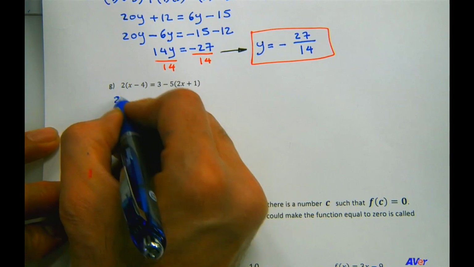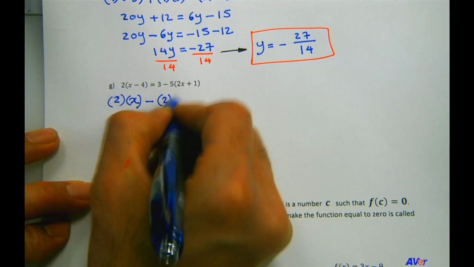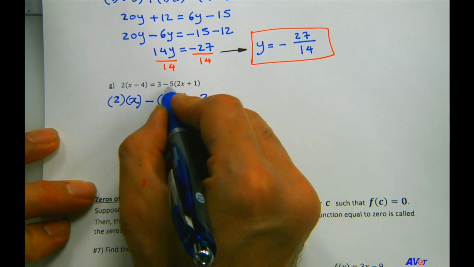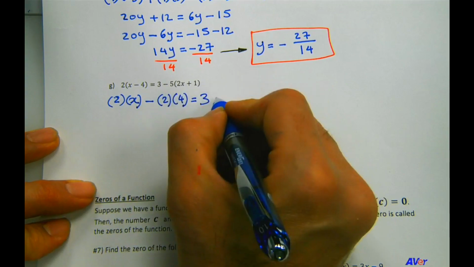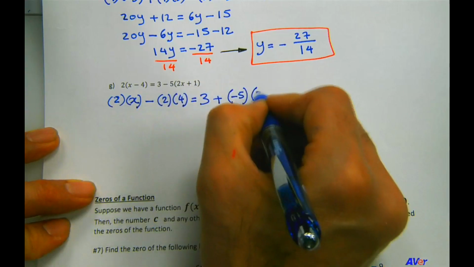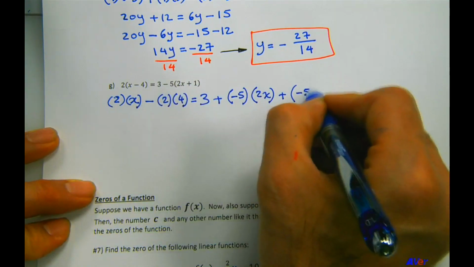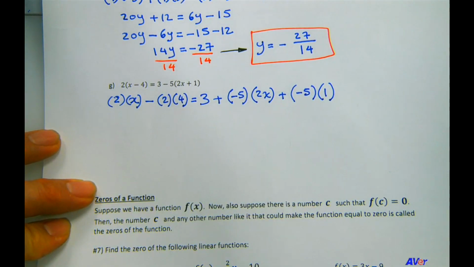So we have 2 times x minus 2 times 4 equals, 3 is by itself, 3. Now we need to distribute this minus 5. Not positive 5, minus 5. All of this gets distributed to that. So plus minus 5 times 2x plus minus 5 times 1. Are you following this? I hope you are. If not, please let me know with your questions.